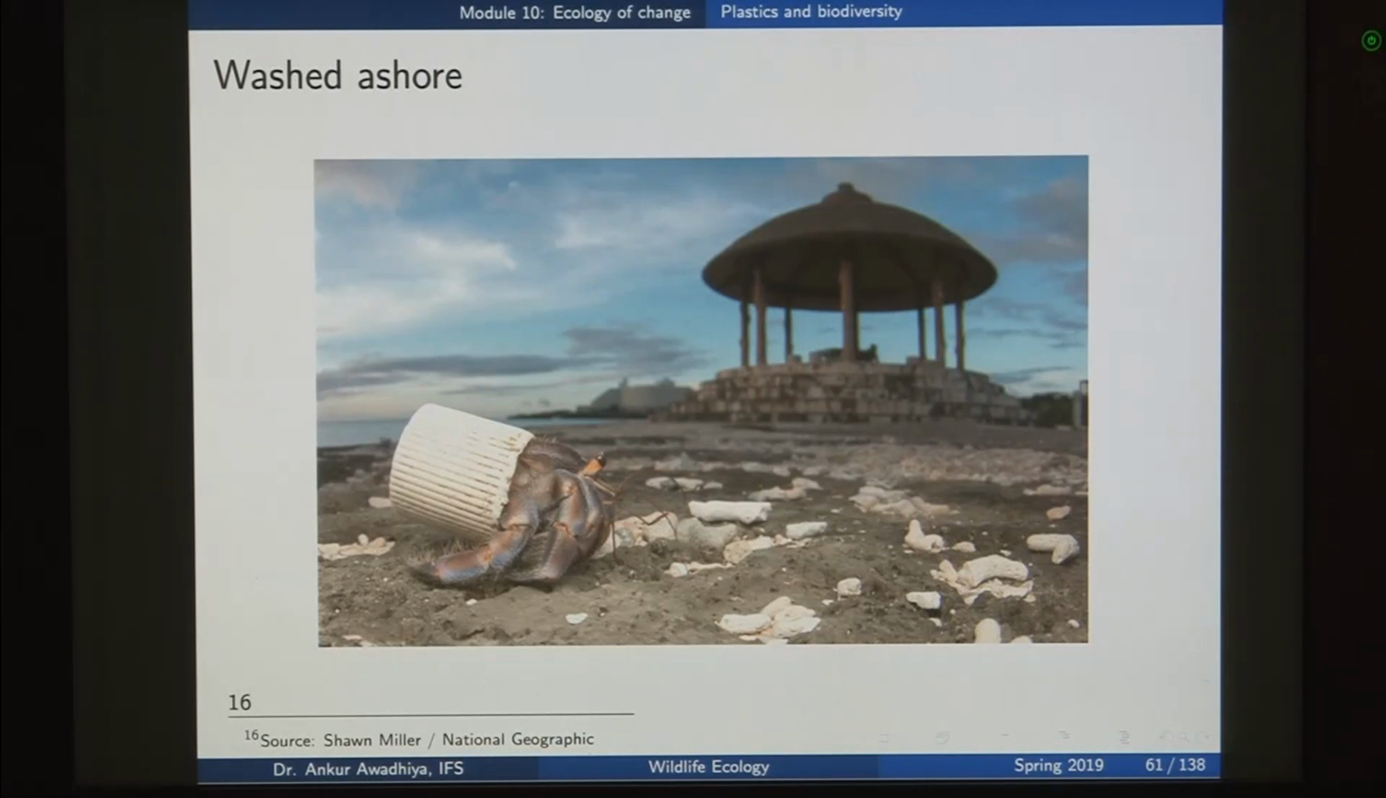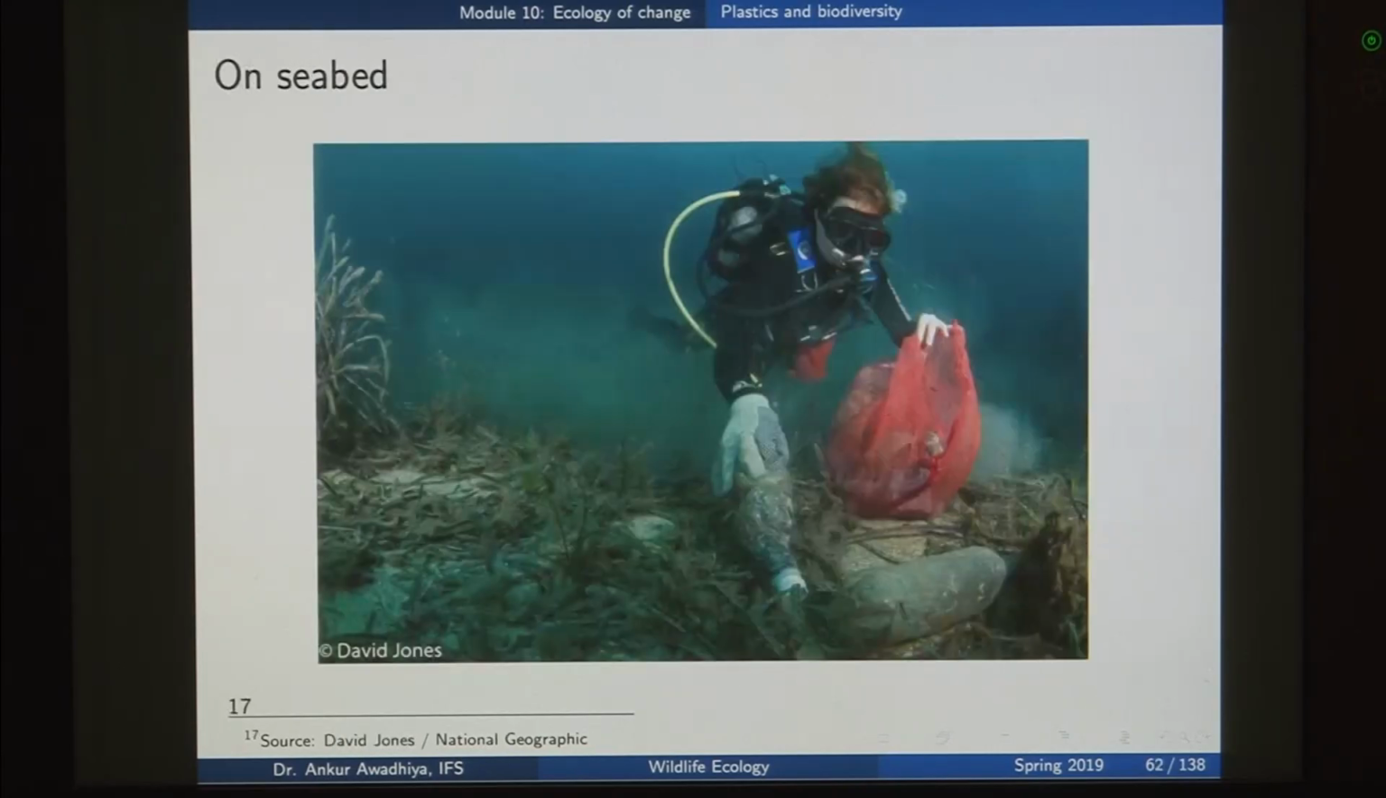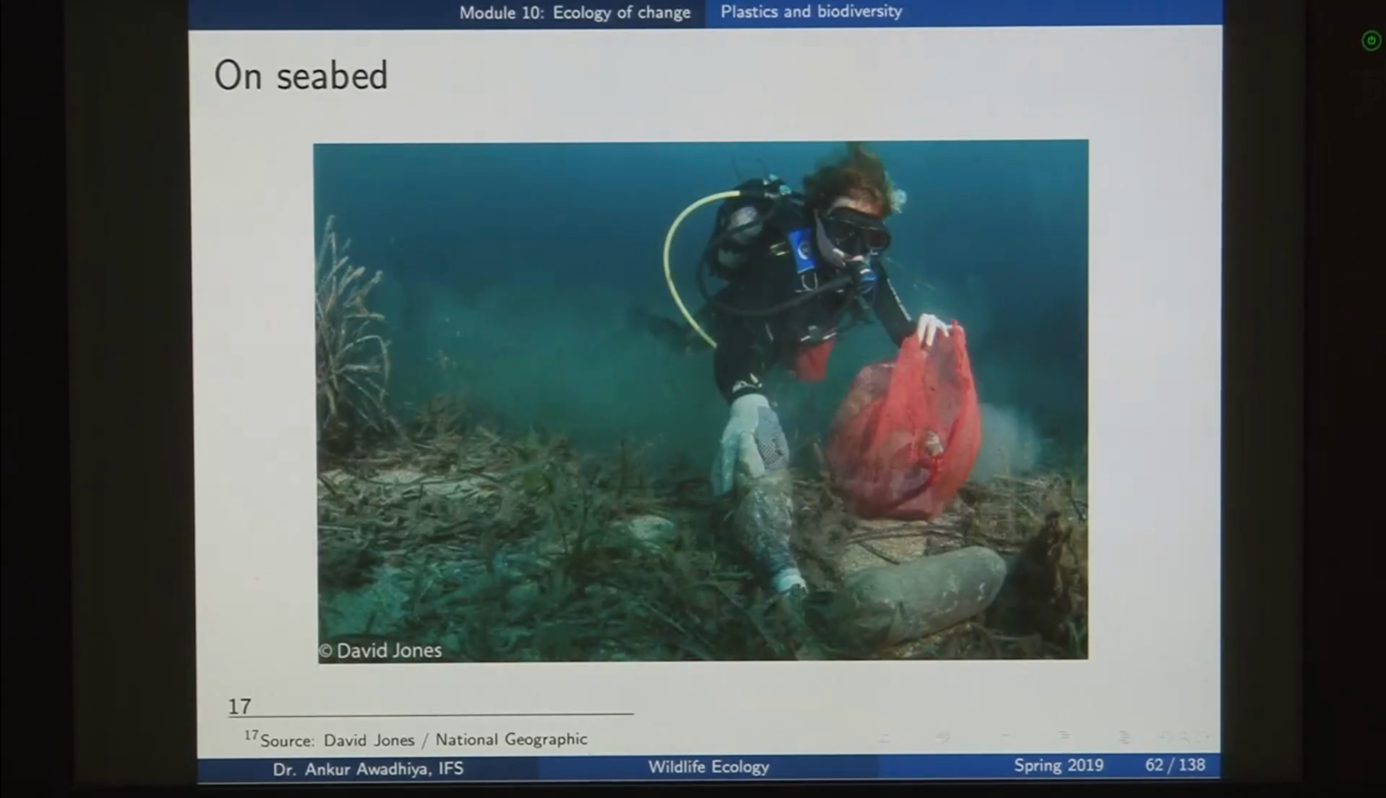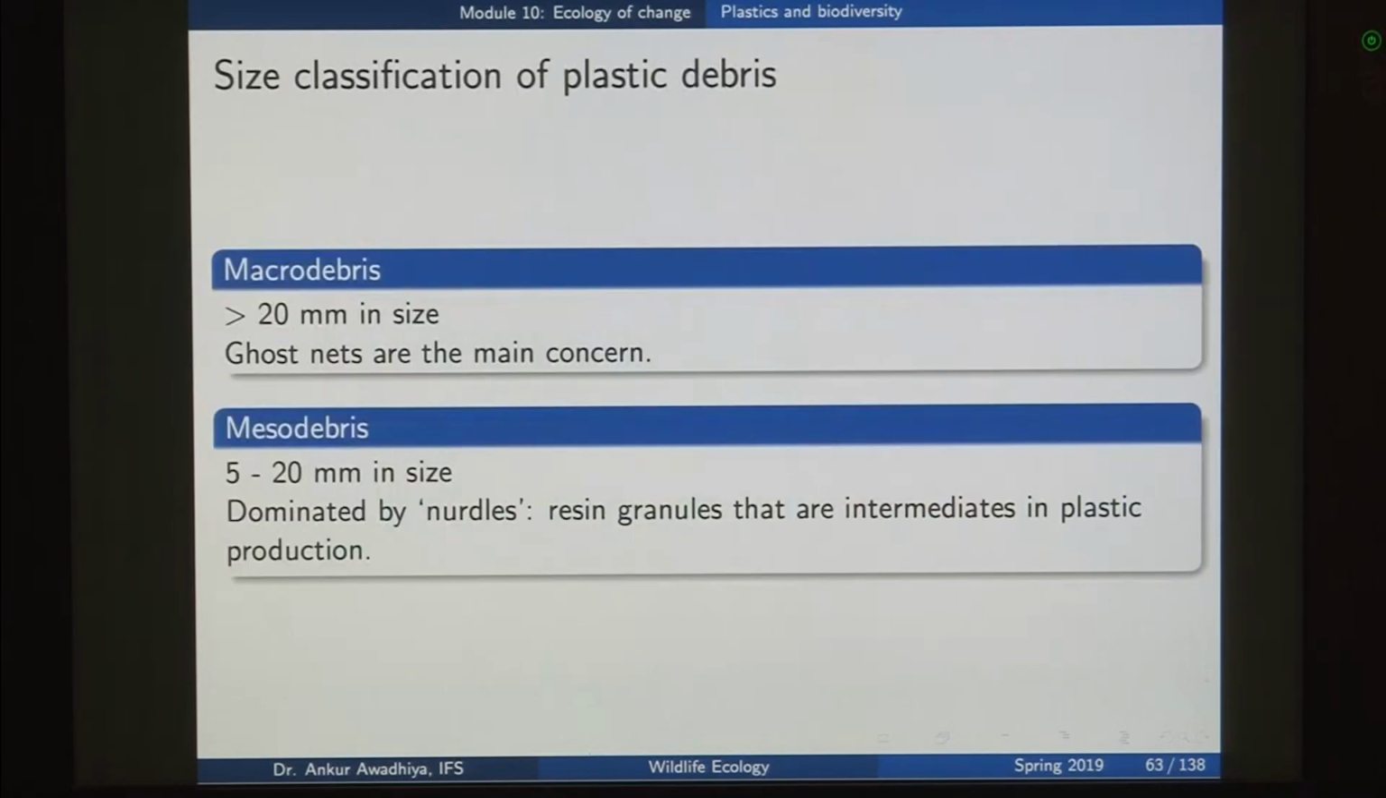So, when looking at the impacts of these plastics, we classify these debris into three categories. The first category is known as the macro debris. Macro is large size. So, macro debris is debris that is greater than 20 millimeters or 2 centimeters in size. When we are talking about this bottle, it is greater than 2 centimeters in size. So, this is a part of macro debris, and in this case ghost nets are the main concern. We will look at ghost nets in more detail in a short while.